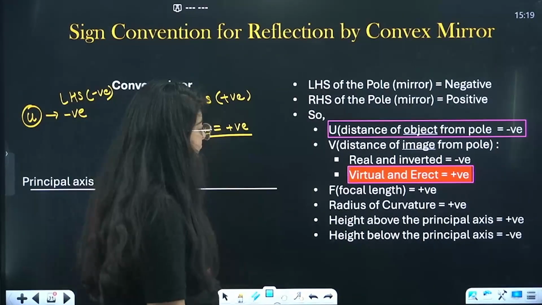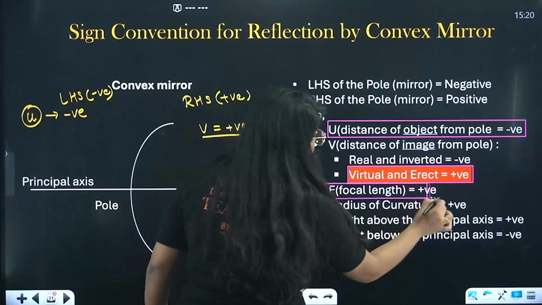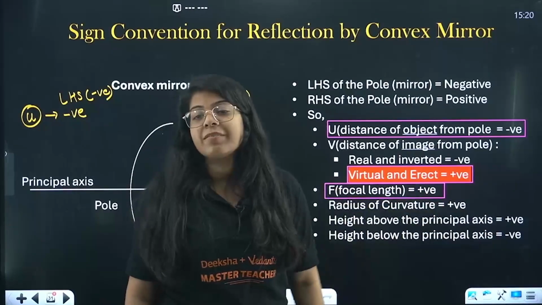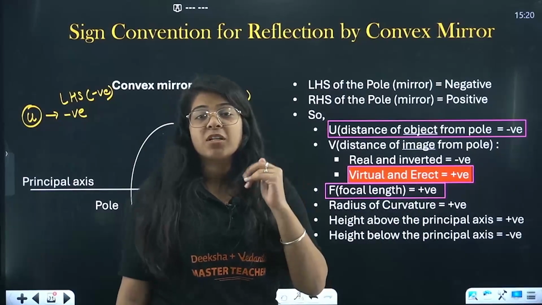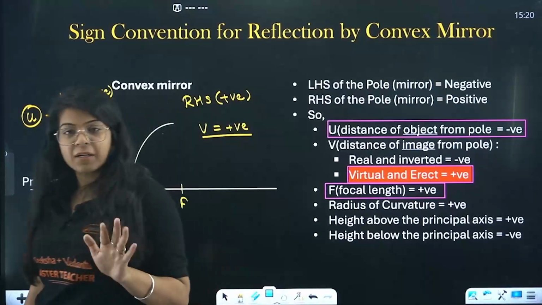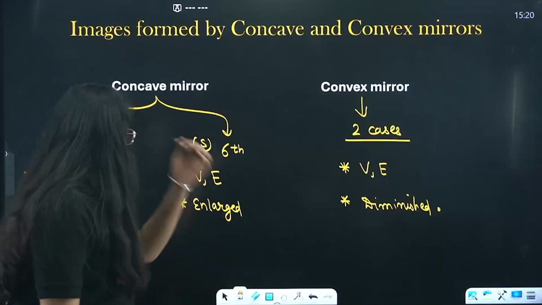Done? Next beta, we have focal length. It is on right hand side. So focal length is simply positive, right? Radius of curvature, again positive. Height above the principal axis, positive. Below the principal axis, negative. Done? Understood? From this beta, we are done with mirrors, and let's just add on to it.